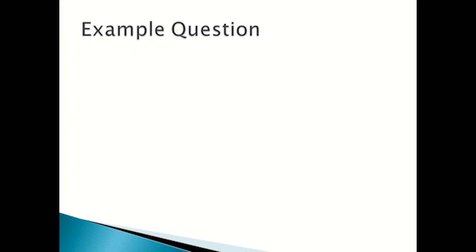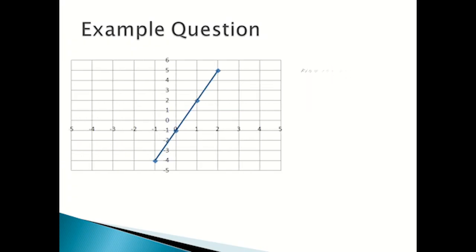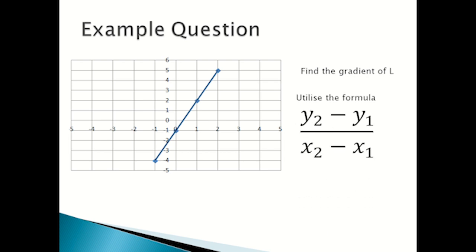An example question: find the gradient of L. First, you utilize the formula, which is y2 minus y1 over x2 minus x1. The coordinates would be -1, -4 and 2, 5. So y2 is 5 and y1 is -4 and x2 is 2 and x1 is -1.